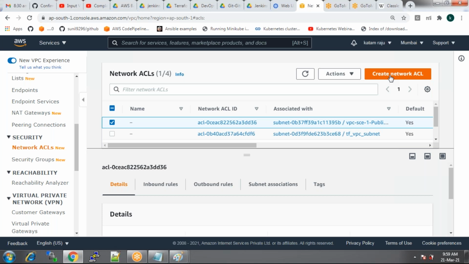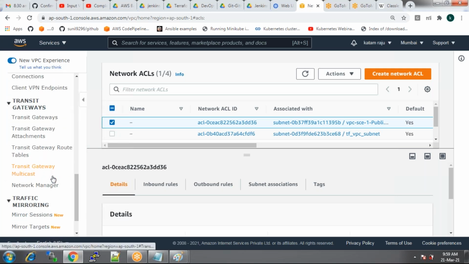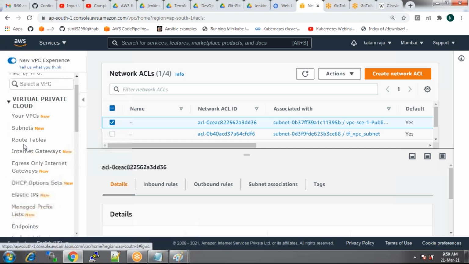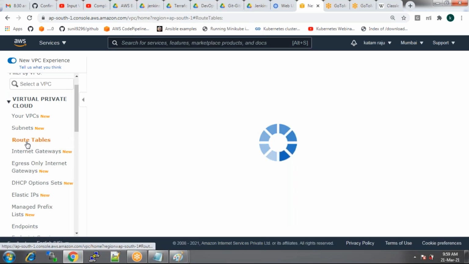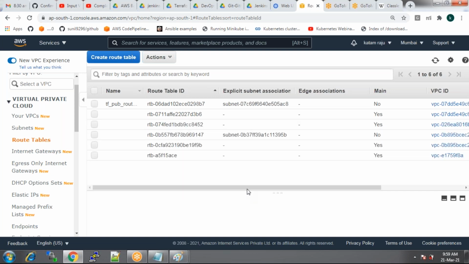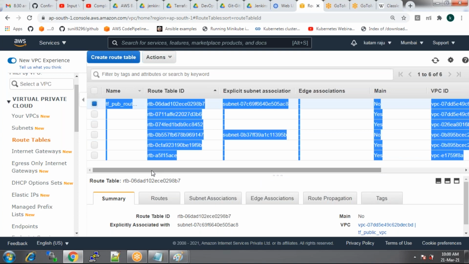Not because of CIDR blocks. So, one second. There it is, route tables. So what does a route table do? Route table is for associating NACL with subnets. So scroll down. So these ones, like I said, I will be creating even through Terraform, but in the future, not now.